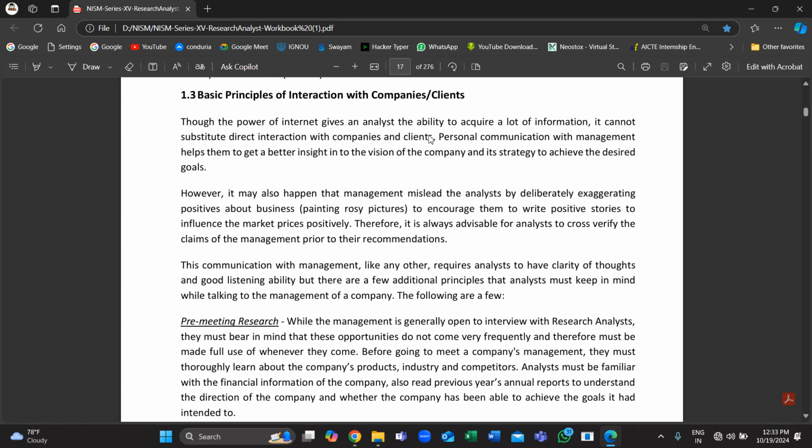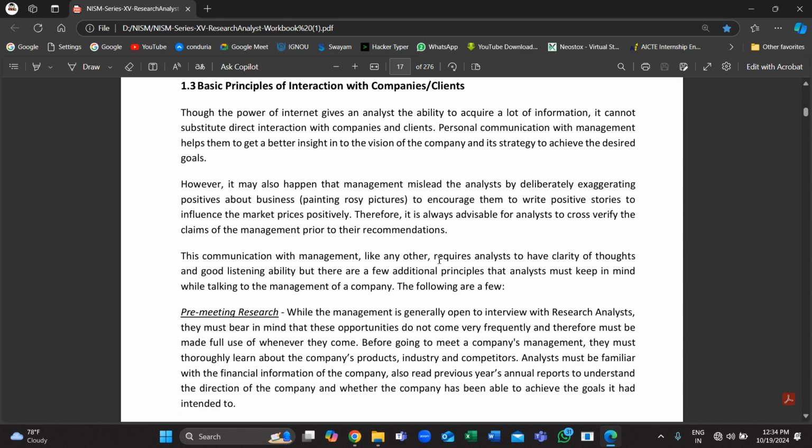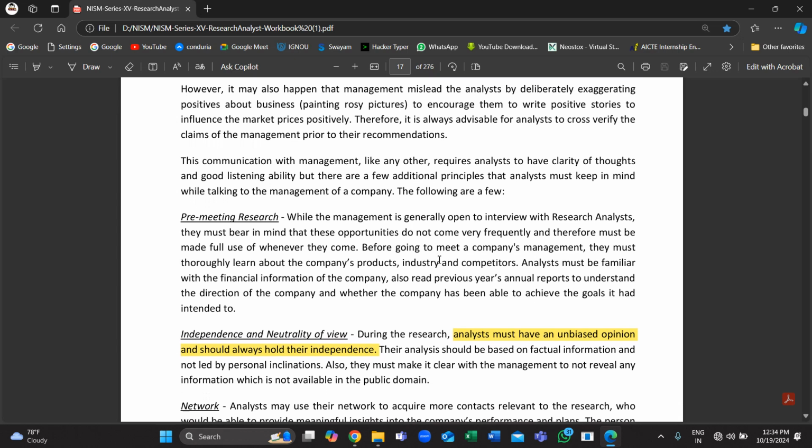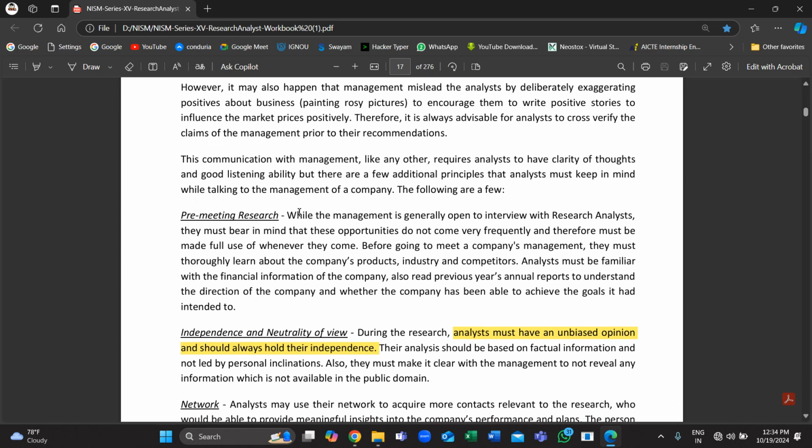So if your RAs need to interview or interact with companies and clients for their research purpose, like pre-meeting research: while the management is generally open to interviews with research analysts, they must bear in mind that these opportunities do not come very frequently and therefore must be made full use of whenever they come.